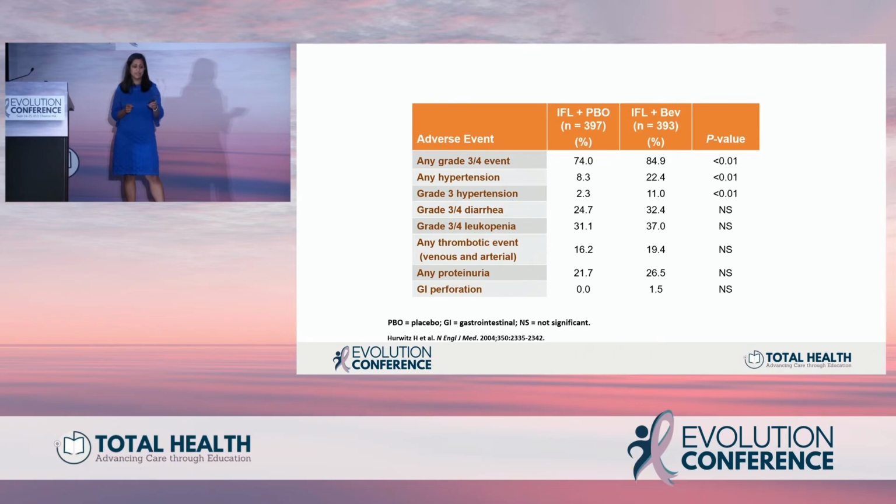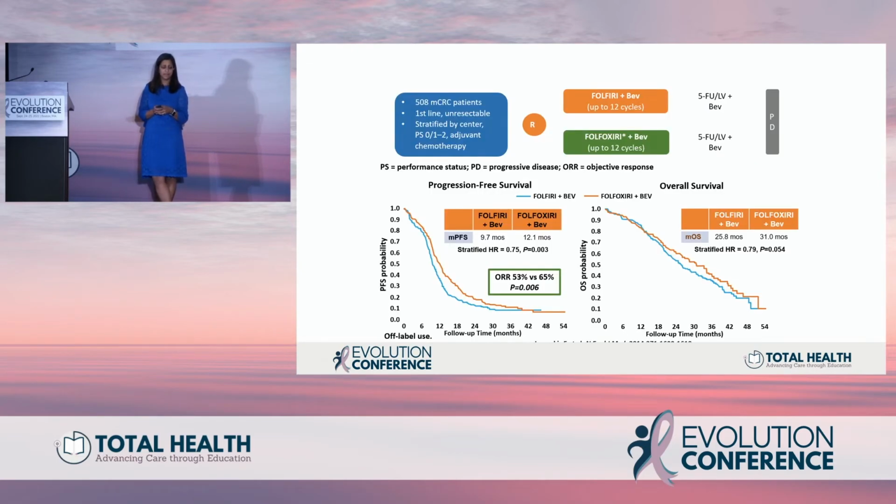The main thing that we see with Bev is really some proteinuria. There's a lot of scare around the GI perforation risk, but it's actually quite low, as you can see here, with a 1.5% perforation rate in this study.